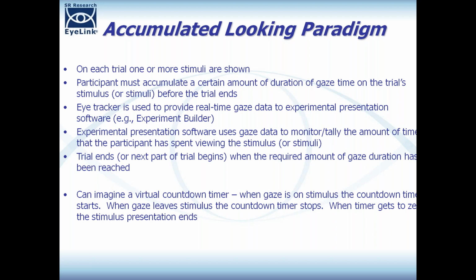You can do this in other programming environments as well, but it's really easy to set up in Experiment Builder. So I would recommend using that if you're trying to do an accumulated looking paradigm. The eye tracker is providing the gaze data to the experimental presentation software, but then the presentation software, or Experiment Builder in this case, needs to use that gaze data in some way. So Experiment Builder will be monitoring and tallying the amount of time that the participant has spent viewing the stimulus. And as I mentioned, the trial will end when the required amount of gaze duration has been reached.